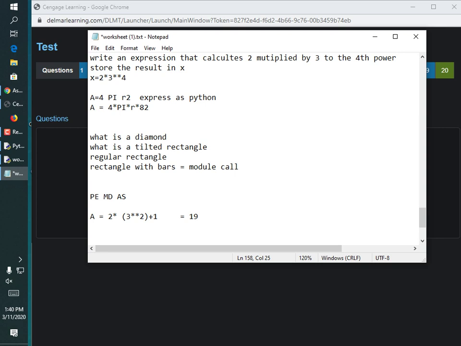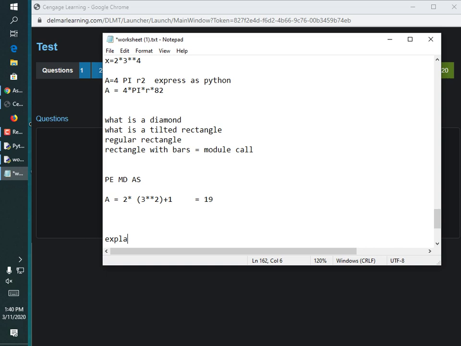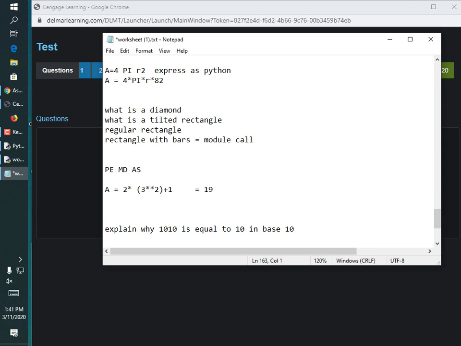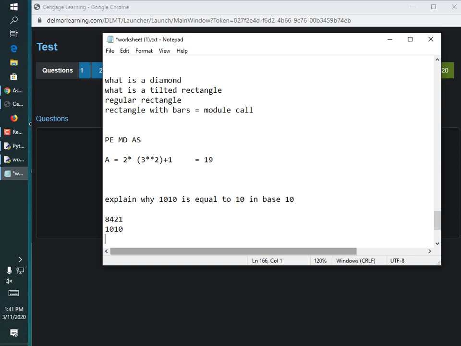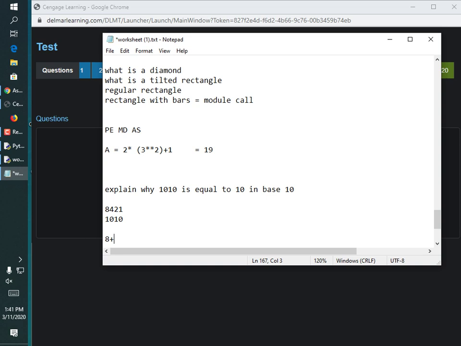19. Explain why 1010 is equal to 10 in base 10. All right, that's because there's no 1s, but there's a 2. There's no 4s, but there's an 8. So if you ever have to figure this out, just put 8421 above it. Are there any 8s in it? There sure are. Are there any 4s in it? Nope, because there's a 0 there. Are there any 2s? Yep. Are there any 1s? Nope. That's enough. That proves it.